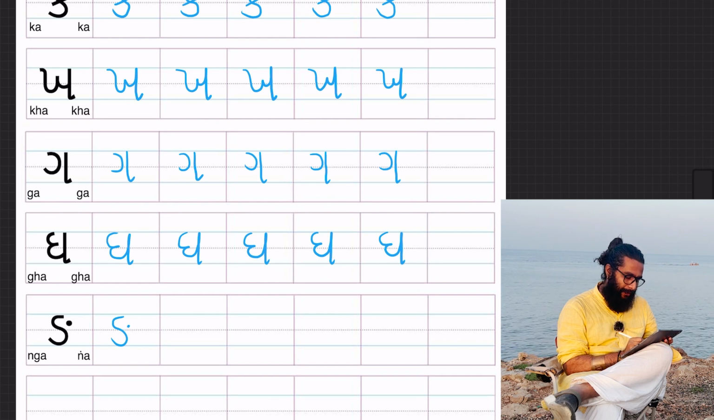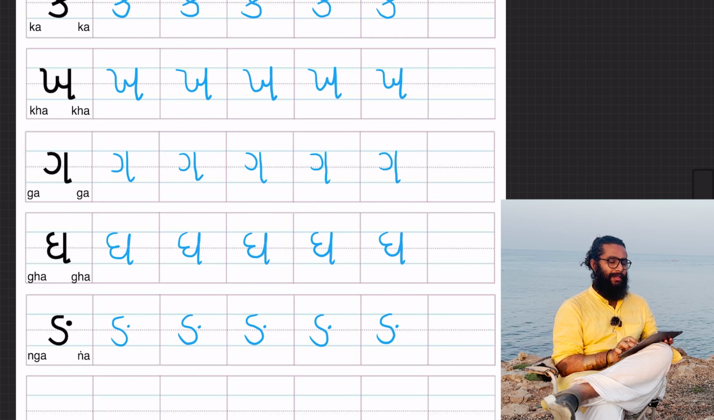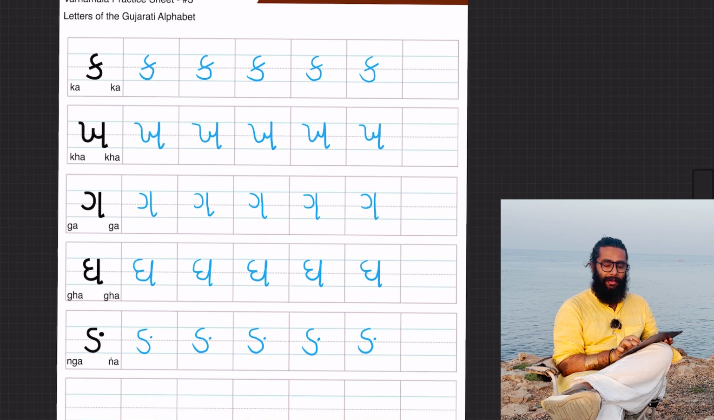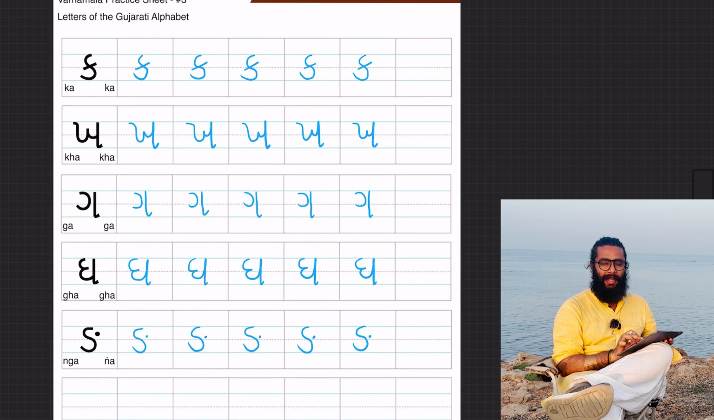Nga, nga, nga, nga, nga. With this, we have seen how to read and write all the 5 consonants in the first row of consonants of the Gujarati alphabet.